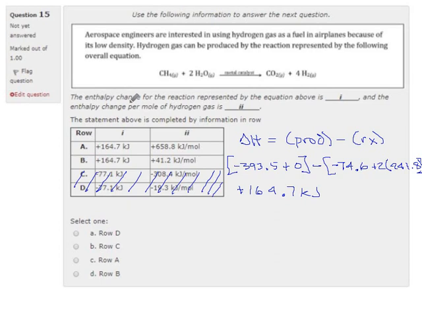And the second piece is the enthalpy change per mole of hydrogen. Well, this reaction makes 4 moles of hydrogen. So if we want the delta H per mole of hydrogen, we'd have to do 164.7 kilojoules spread out over 4 moles of hydrogen, which comes out to 41.175 kilojoules per mole.